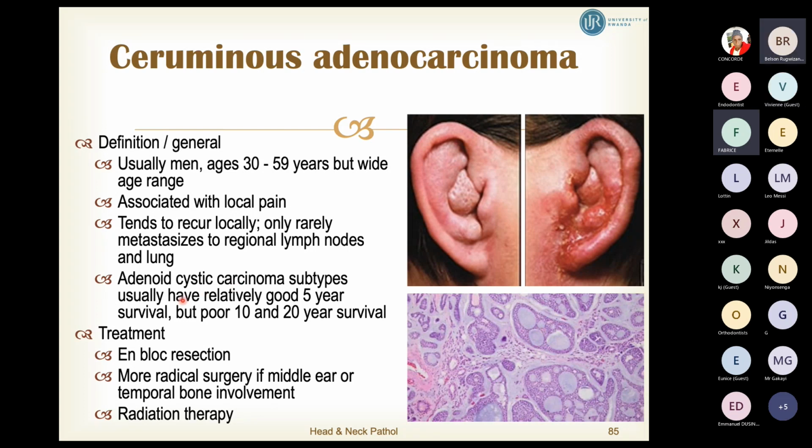So treatment will be en bloc resection, meaning that ntabwo ikintu ugenda ngo ugende uca agace kamwe wongere uca kandi. No, en bloc, you must make sure you remove it as a whole and once, and weave around it a normal tissue to ensure there is a negative margin. So usually they add radiation therapy, kubera ko utazi neza niba nta bintu wasize inyuma.